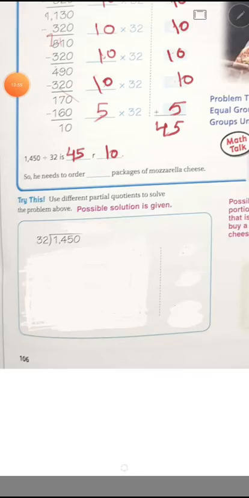Now let's solve number on this exercise. Try this, on page 106. 1450 divided by 32. I'm sorry. So I will here use the partial quotient. Okay, I will take the divisor and write it here, and then I will multiply it by a number.